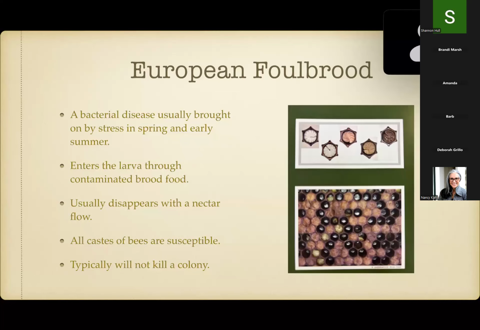And if you look at that picture on the upper right side there, you can see those larvae, they get sick, they change colors, but they're not doing like the American foul brood. The American foul brood, they're pointed out. These larvae are all curled up. And yeah, it's not a good thing, but it's not that big of a deal.